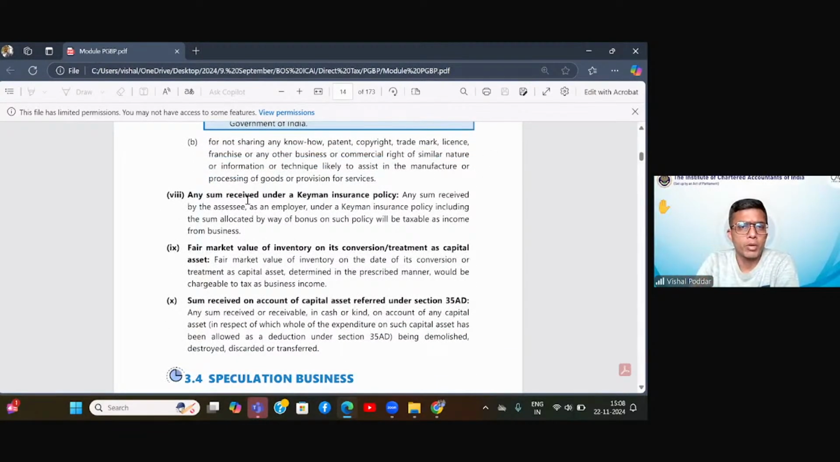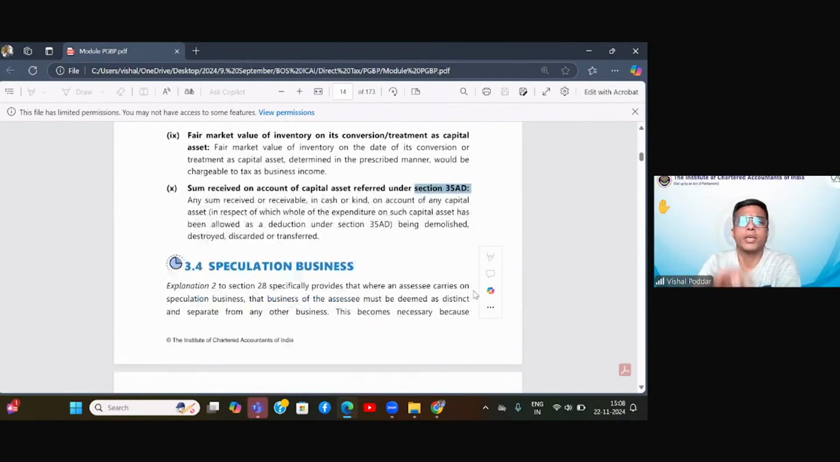Next, any amount that you receive under a Keyman insurance policy. Next, if you convert your stock in trade into a capital asset, then what you get is PGBP income. And last, if you remember, your business is 35AD, correct? Now, in this 35AD business, if the asset is sold, then whatever you receive on sale of the asset will be considered as your 35AD business income. So that is all about 35AD and this particular receipt.